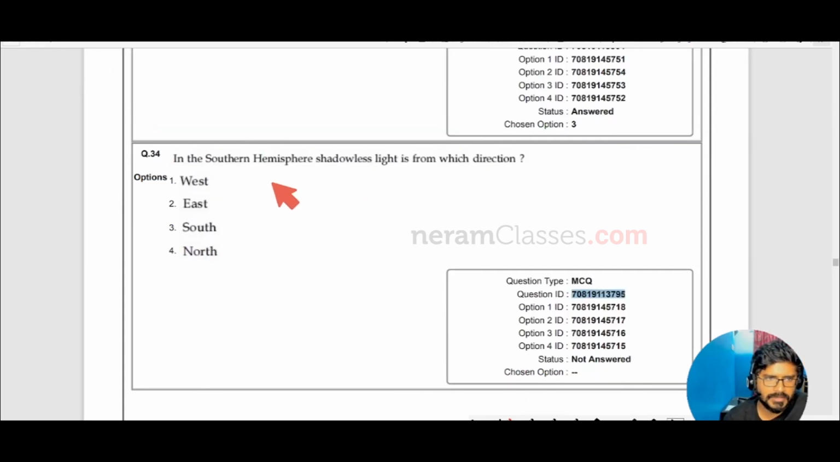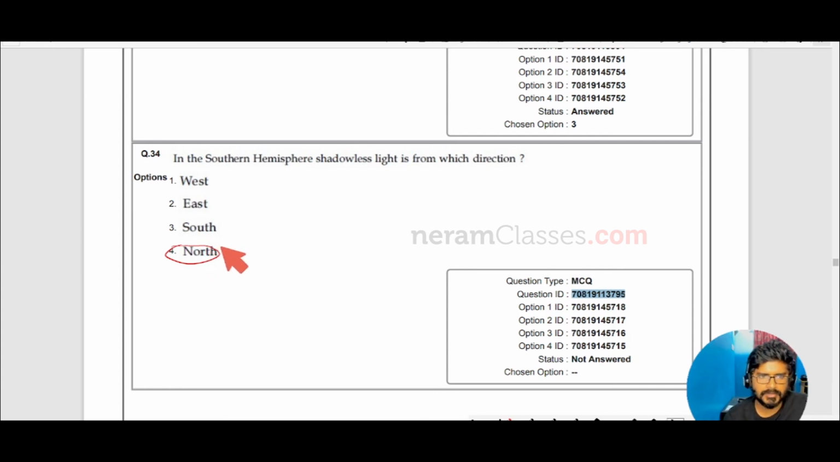Now the question number 34. In the southern hemisphere, shadowless light is available in which direction? That is southern hemisphere. India is lying near the equator, and all the European countries are lying in the northern hemisphere. Whereas South Africa and Australia are in the southern hemisphere. In the equator region and the northern hemisphere, we have clear light from the north direction because we don't get the sun in the north direction.